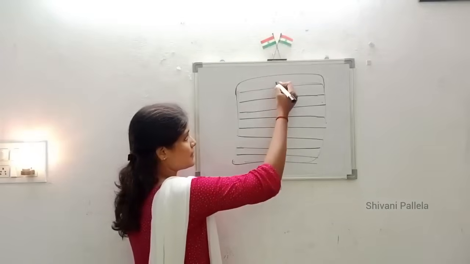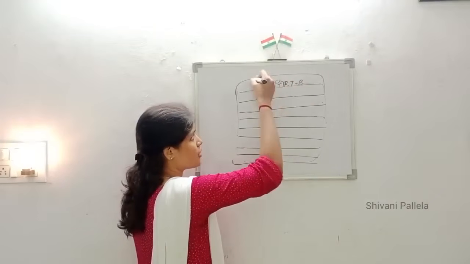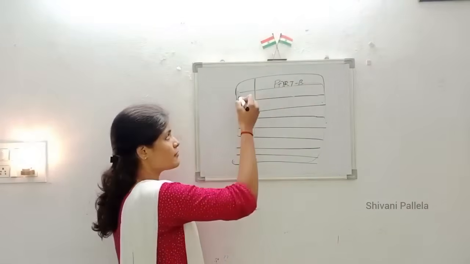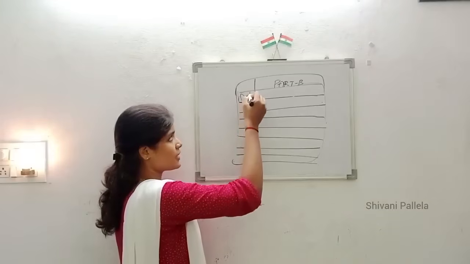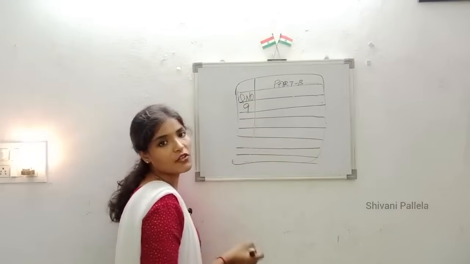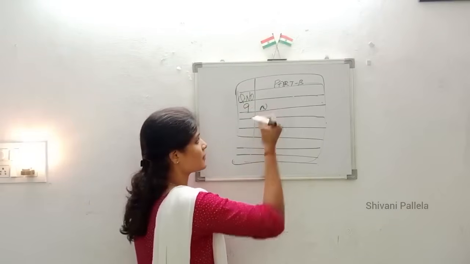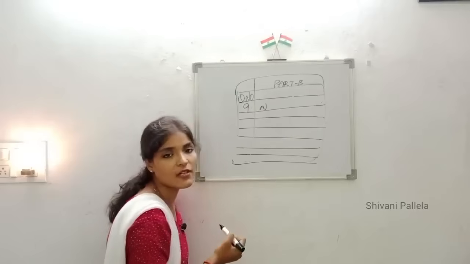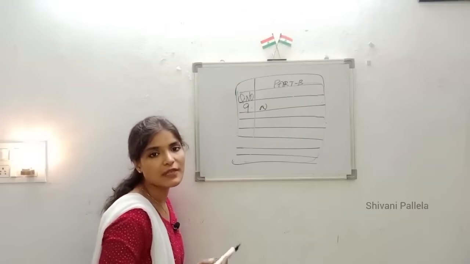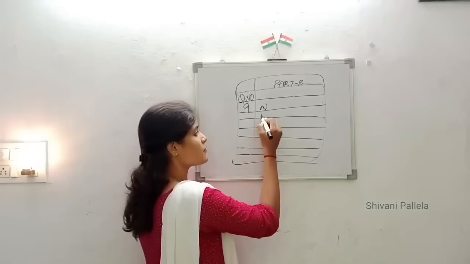So if you are attempting Part B, write like this: Part B, draw one line here. Here you write the question number, in which question you are attempting. Question number 9 you are attempting. In the ninth question, A question you are attempting, B question you are attempting. What did they ask? What is meant by network? Explain the different types of network. The question is there. What is meant by network?